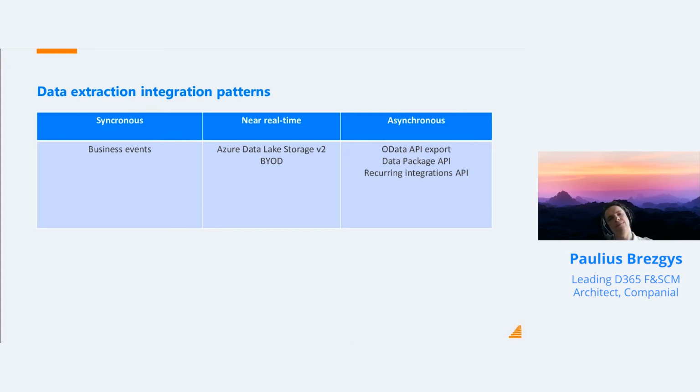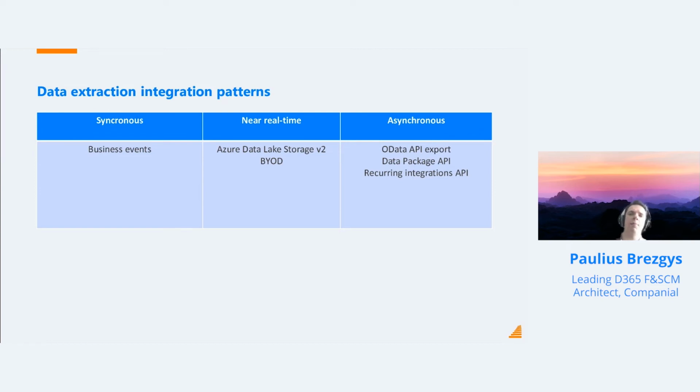Now, if you want asynchronous integrations, but at the same time you want to have full control of what data you are getting out, there are other integration technologies, that is OData API export. So for example, you could query every 5 minutes and get the changed records with the OData API. I strongly would not recommend doing that because OData is known to be really performance sensitive. But if you need that pattern, that's there and you can use it.